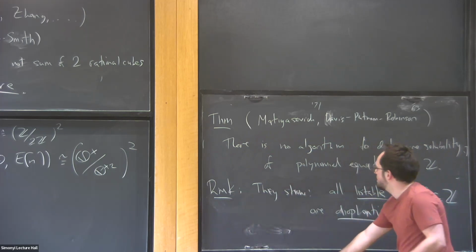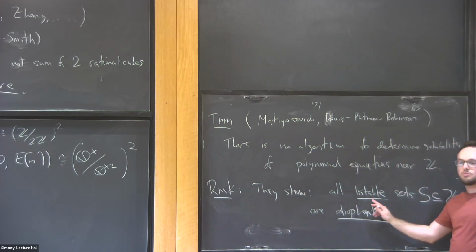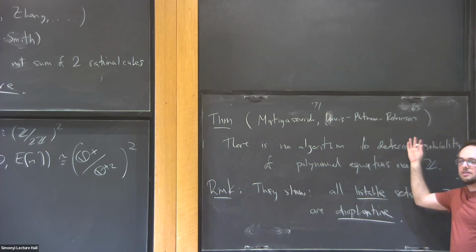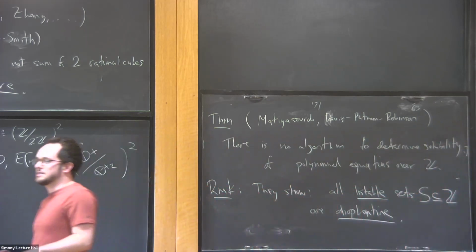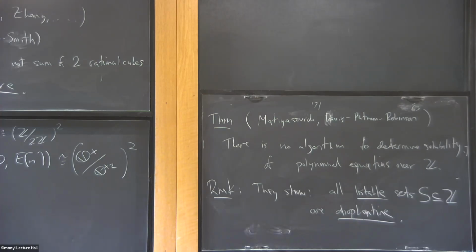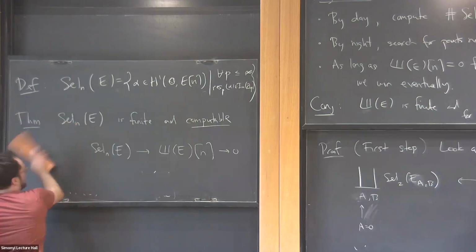The point is that it is known that there are plenty of listable sets for which there is no algorithm to output whether it is in the set or not in the set. And so that's how you deduce the theorem from what they really show.